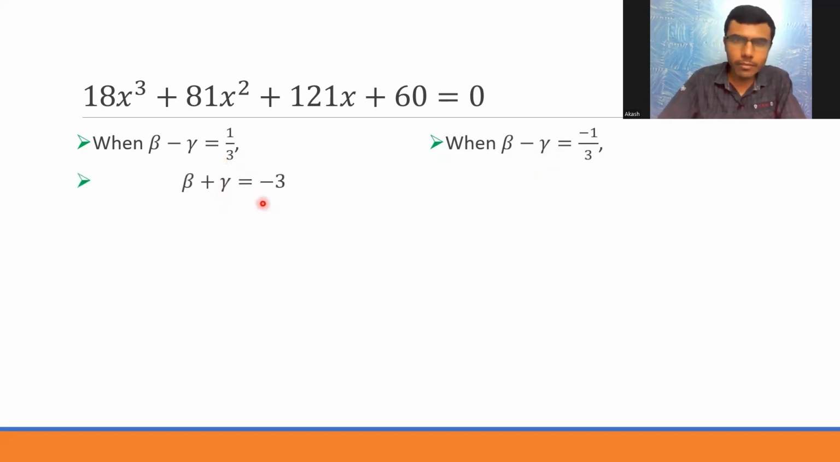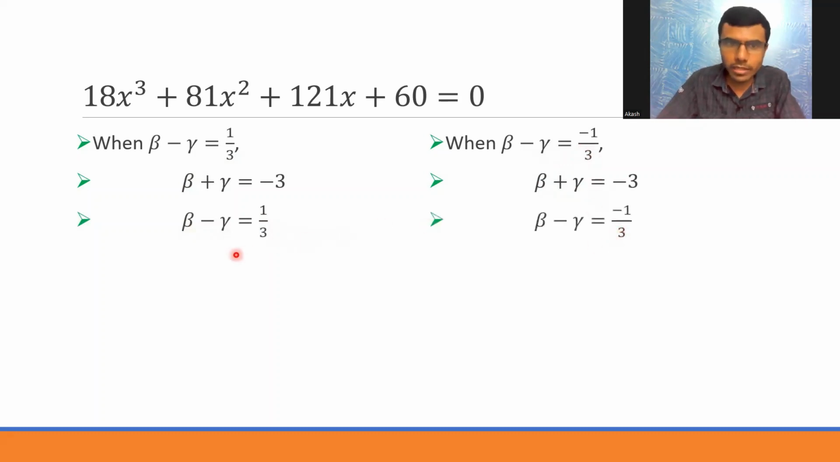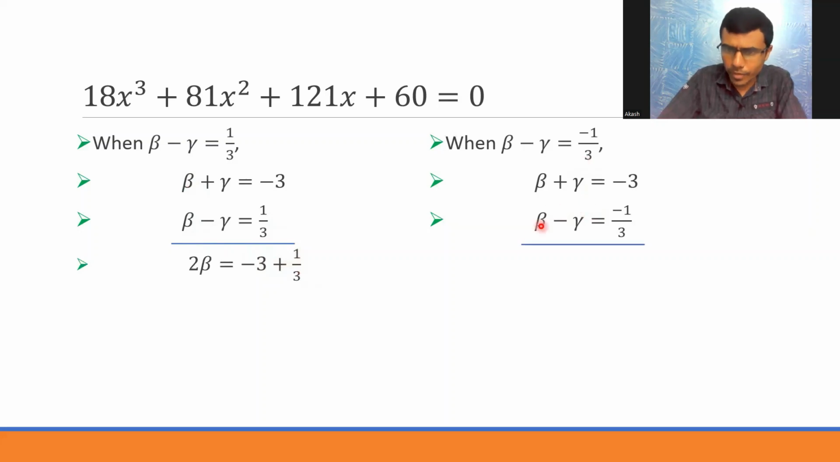We know that beta plus gamma is minus 3. Initially, we got it. And beta plus gamma is minus 3, same thing. Just put beta minus gamma is 1 by 3 here, beta minus gamma is minus 1 by 3 here. Now let's do addition here. If I add, gamma and minus gamma will get cancelled. Beta plus beta is 2 beta. 2 beta is equal to minus 3 plus 1 by 3. And here, gamma and minus gamma will get cancelled. 2 beta is equal to minus 3 minus 1 by 3.